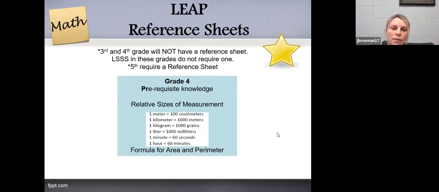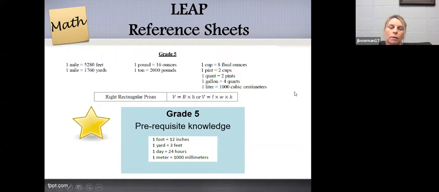LEAP reference sheets: 3rd and 4th will not have a reference sheet. Louisiana state standards in these grades do not require one. 5th grade, however, will have a reference sheet. And this is just showing the prerequisite knowledge that 4th grade should have. And this is the 5th grade reference sheet that they will have, but it will not have at the bottom the prerequisite knowledge they need to know.